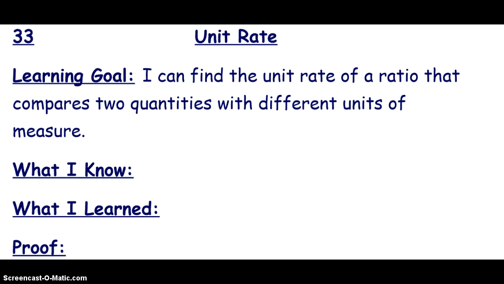Today's learning goal: I can find the unit rate of a ratio that compares two quantities with different units of measure. Underneath your learning goal, write what you know. Underneath your what I know, you should be able to write something that you know about ratios. After that, leave space for what I learned, proof, and reflection. Pause the video while you do this, and then hit play when you're ready to continue with your notes.